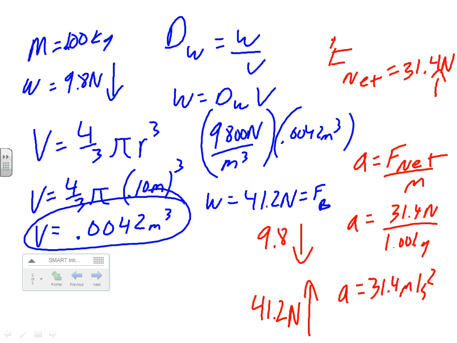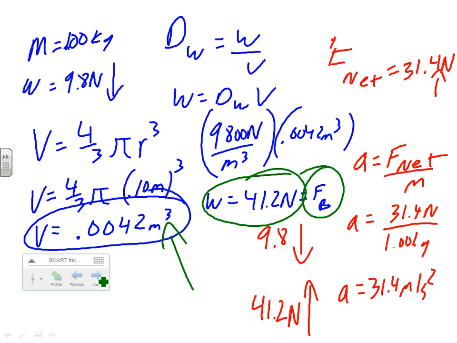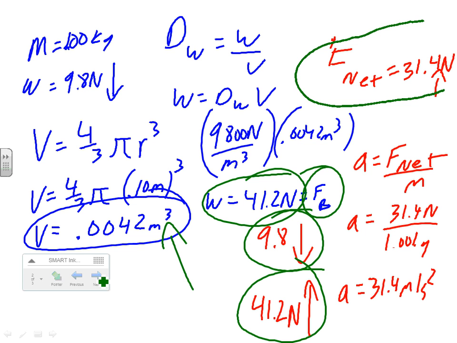Now before we go any further, remember what we know. We know the volume of water displaced, which is also equal to the volume of the ball. We know the weight of water displaced, which is also equal to the buoyant force. We compared that upward buoyant force to the downward weight. We calculated a net force, 31.4 newtons up. We then used Newton's second law, most important idea in physics in my opinion, to calculate the acceleration. And we came up with an acceleration of 31.4 meters per second squared up.